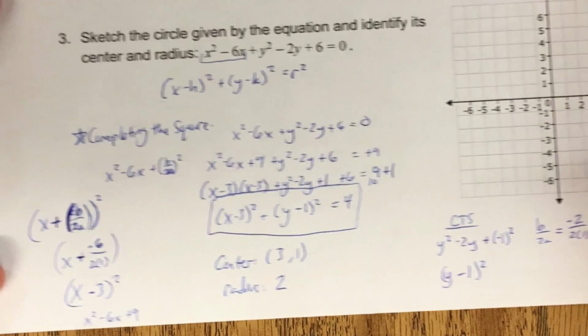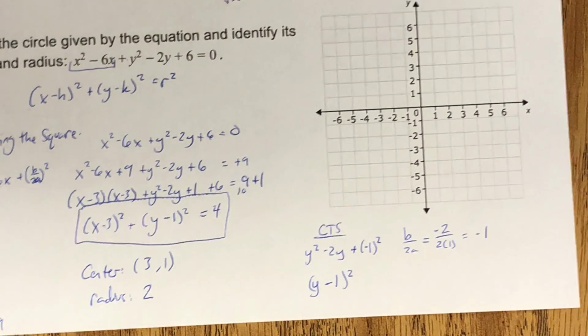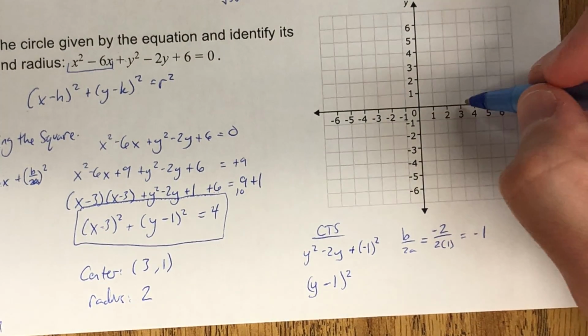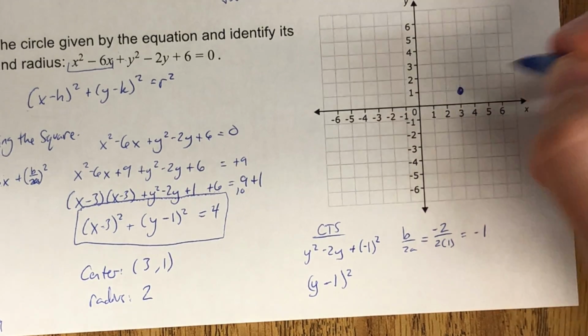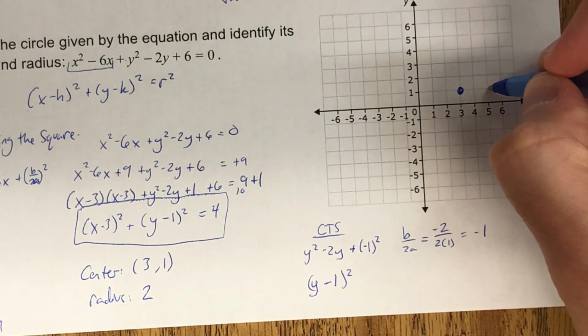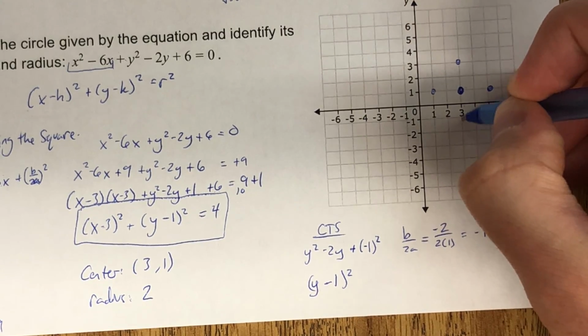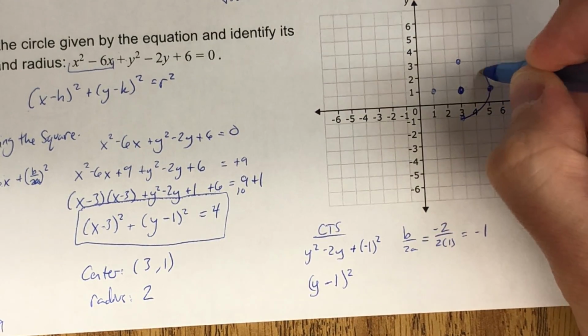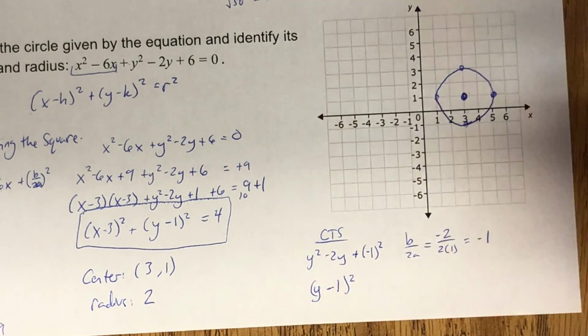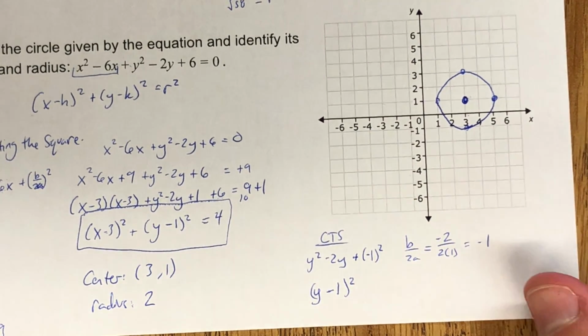So now if I want to go ahead and graph this, I have a center at 3, 1. So 3, 1 would be my center. My radius is 2, so every point would be equidistant from the center, or a distance of 2 from the center, like so. And there you have it.